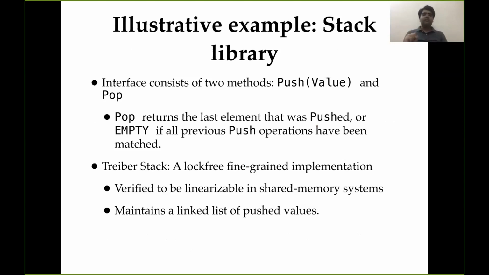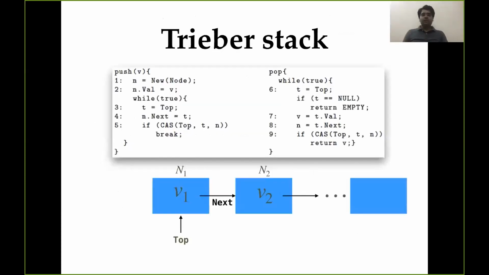We consider Treiber Stack, which is a lock-free fine-grained implementation of the stack library for shared memory systems. This implementation has been verified to be linearizable for shared memory systems, and internally it maintains the stack as a linked list of values. To elaborate further, the stack is stored as a linked list of elements, and the Treiber Stack implementation maintains a top pointer, a variable called top, which points to the top of the stack, or the first element in the linked list.